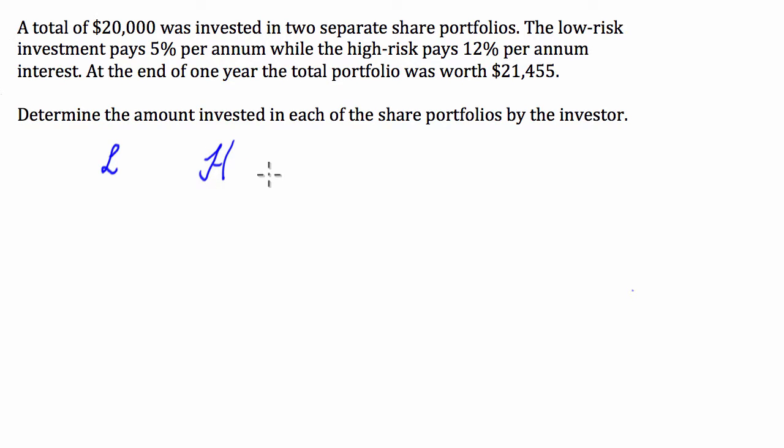Cool. So what we know to start with is we only have two portfolios for this investor to invest in, and it tells us that $20,000 was invested in total. So our first equation is going to be the amount we invest in the low risk portfolio, plus the amount that we're going to invest in the high risk portfolio, has to equal 20 grand: L + H = 20,000.